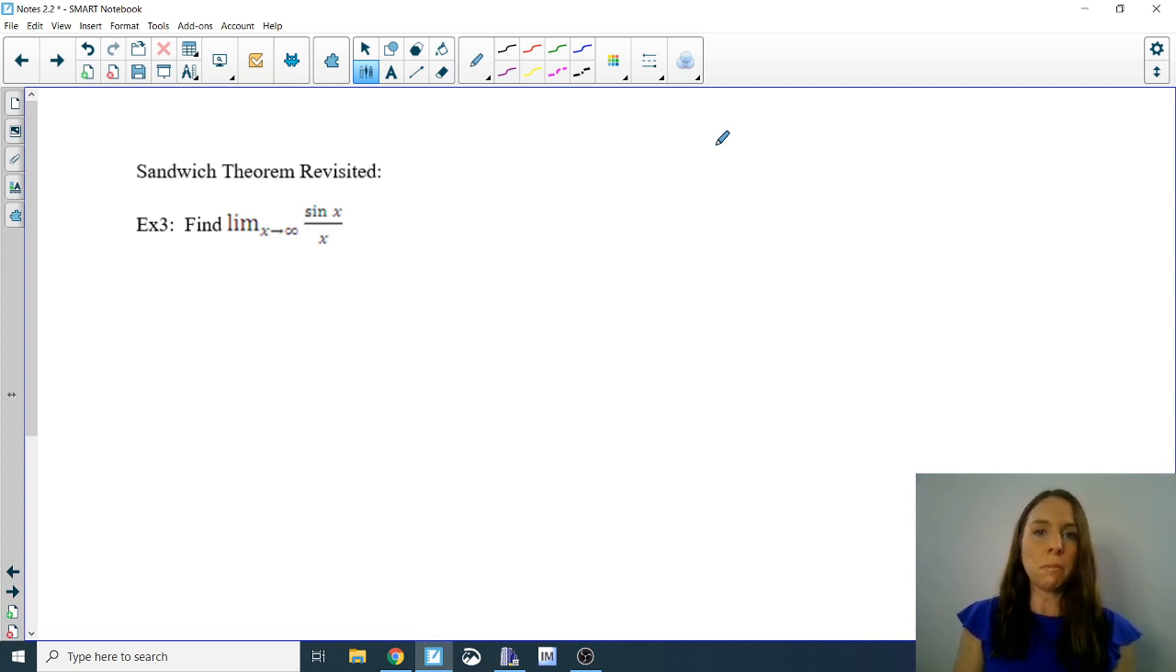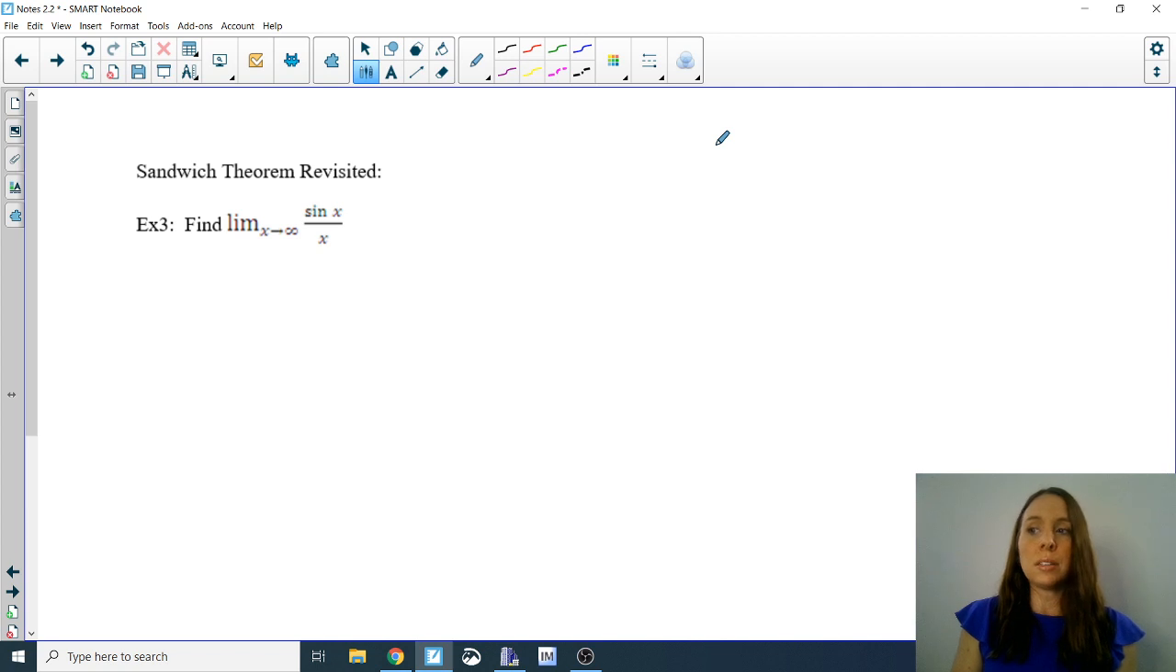Now this limit might look familiar because we've already done a limit with sine x over x, and we kind of proved it using the sandwich theorem back in that video. But I want you to keep in mind that the limit we were talking about earlier in this unit was the limit as x approaches 0 of sine x over x, and we found that to equal 1. This is not the same limit. This is the limit, as you can see, as x approaches infinity of sine x over x.